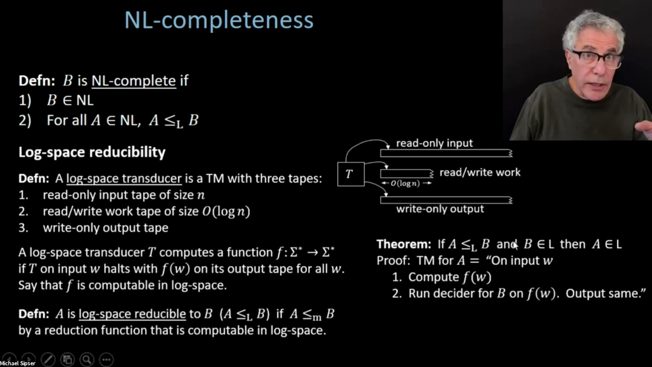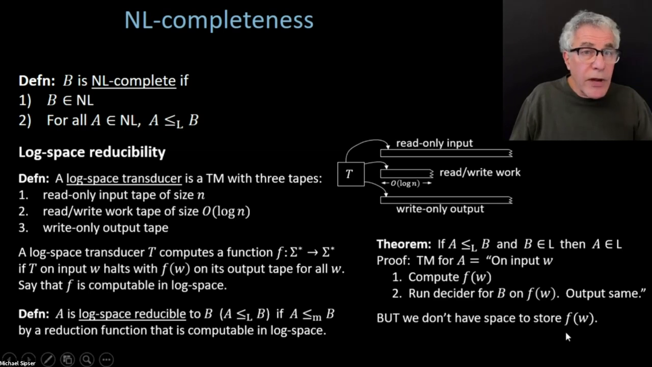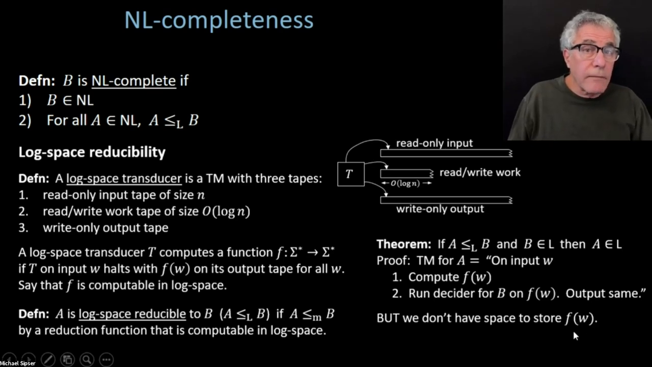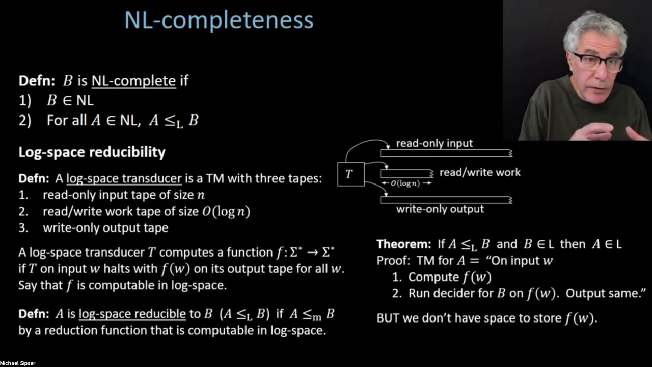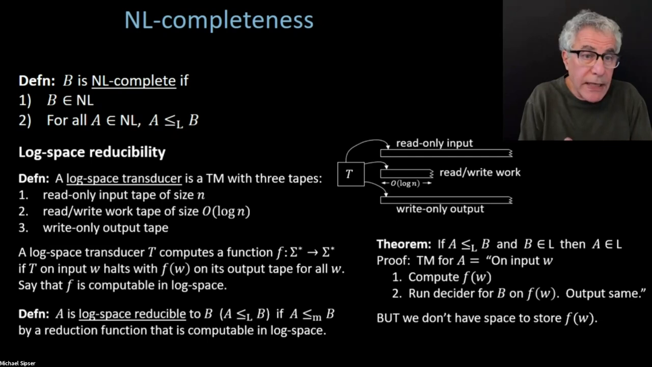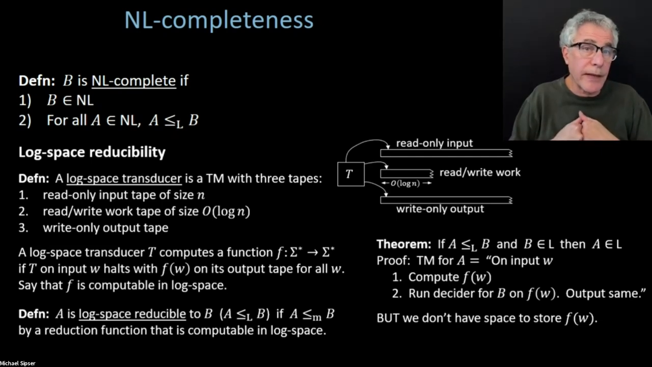Should be a familiar looking kind of line to what we've seen before. So we don't have space to store f of w. What do we do? I'll also mention that this is going to be relevant to one of your homework problems. We don't have space to store the intermediate result that we need in order to solve the problem. We started with w. Now we need to test if f of w is in B. That can run in log space, but just simply getting your hands on f of w, what do you do about that?